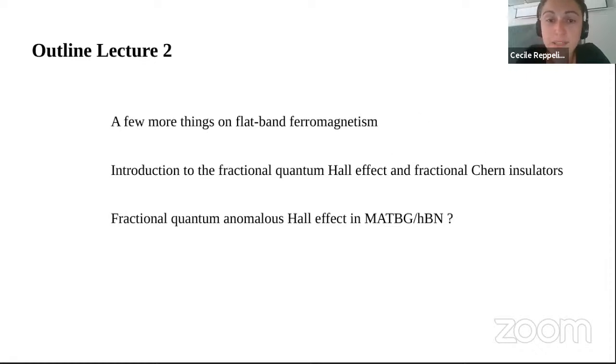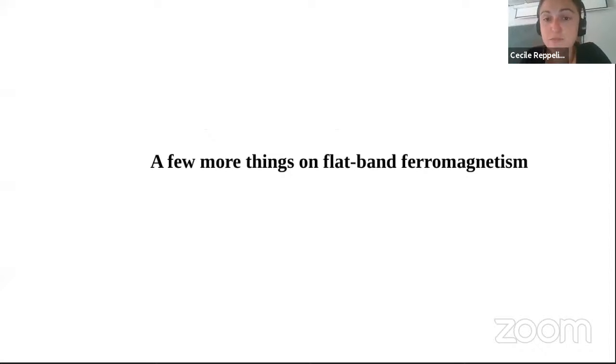And finally, we will explore the possibility that a fractional Chern insulator might be realized in magic angle twisted bilayer graphene aligned with hBN. So the exact same Moiré superlattice that we focused on yesterday, but this time at fractional filling, and we will explore the possibility of this phase with or without a magnetic field. So we start with a few more things on flatband ferromagnetism. And I call this section this way because you'll see that there's an analogy with flatband ferromagnetism, even though we're talking about a quite different type of correlated insulator.